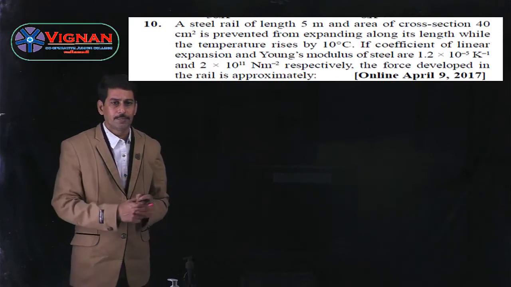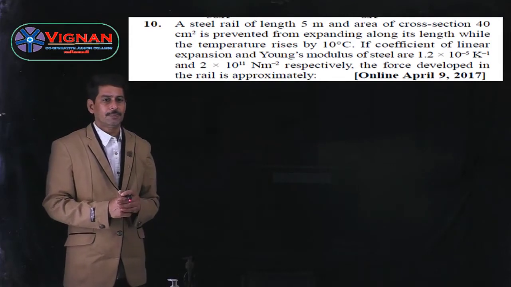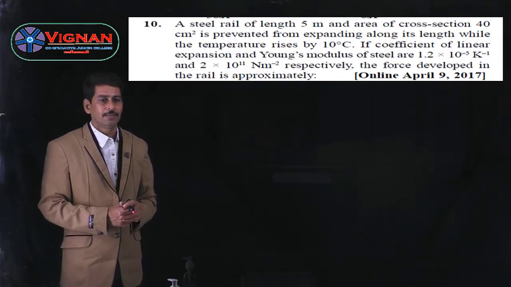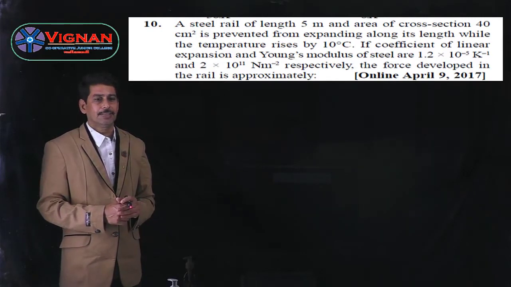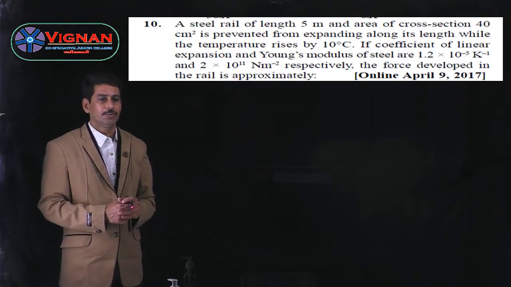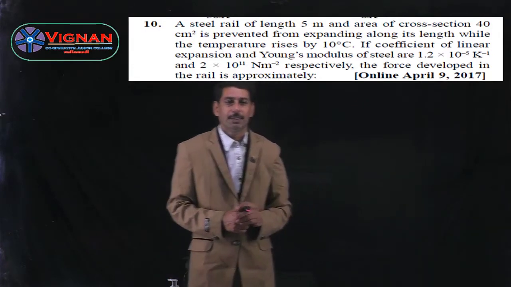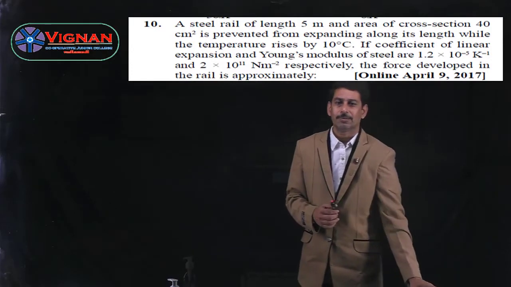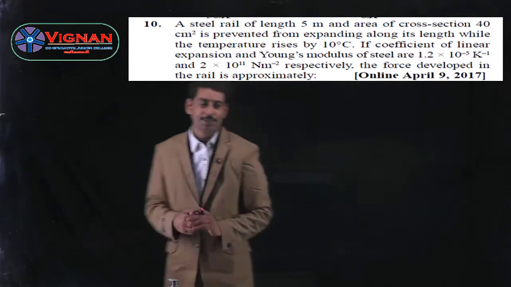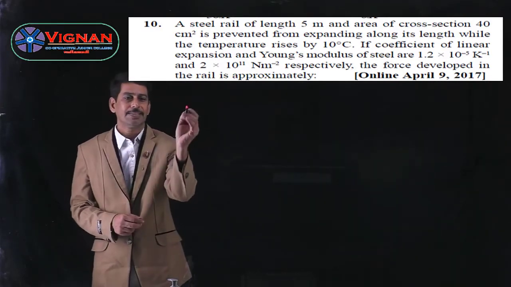So the next problem. A steel rail of length 5 meter and area of cross section 40 cm square is prevented from expanding along its length while the temperature rises by 10 degrees centigrade, and if the coefficient of linear expansion and Young's modulus of the steel are 1.2 into 10 power minus 5 per Kelvin and 2 into 10 power 11 Newton per meter square, the force developed in the rail is approximately.